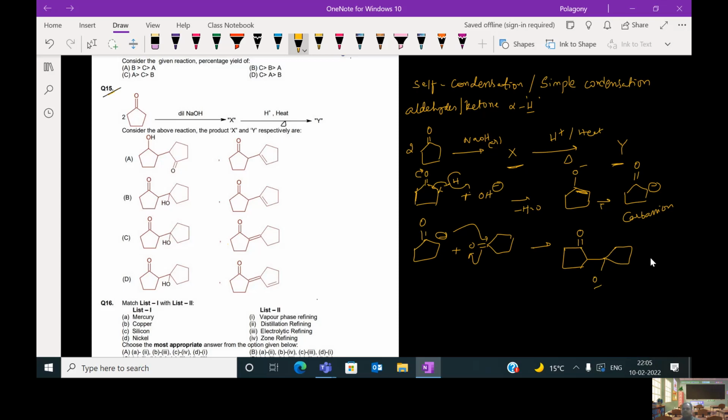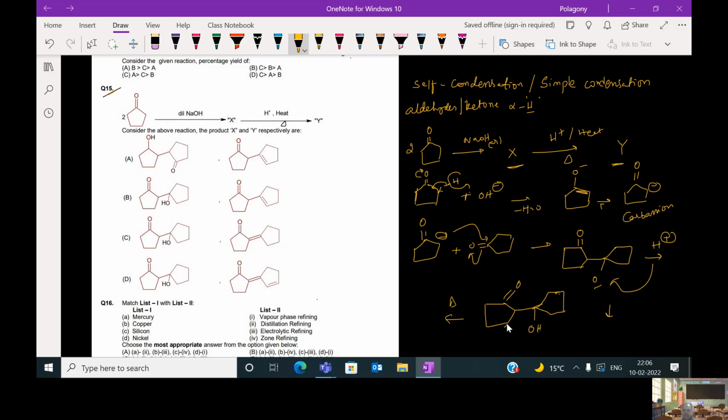This is the structure we get, followed by hydrolysis. Then a proton will be added to this negative charge. So we can get the product: here is O, and here is OH, and here is an OH, then followed by heat.